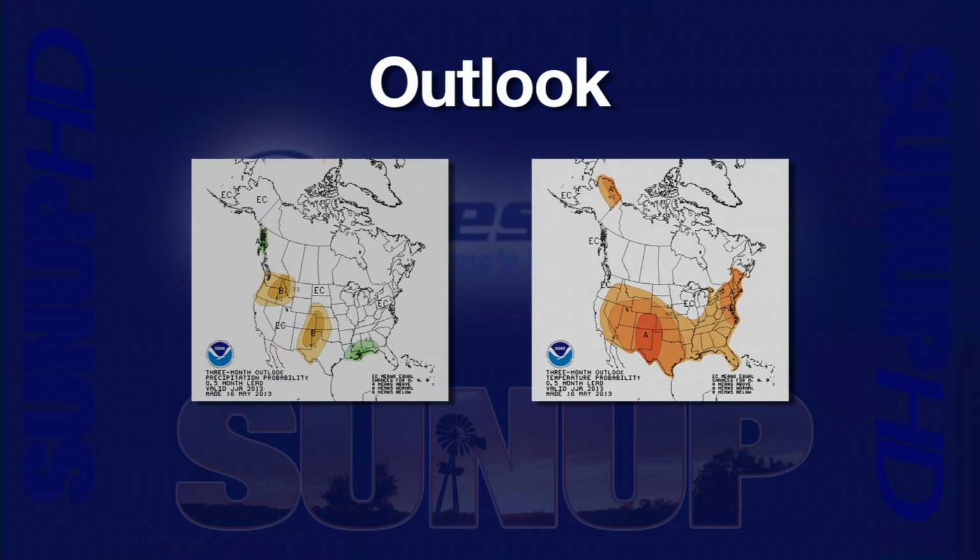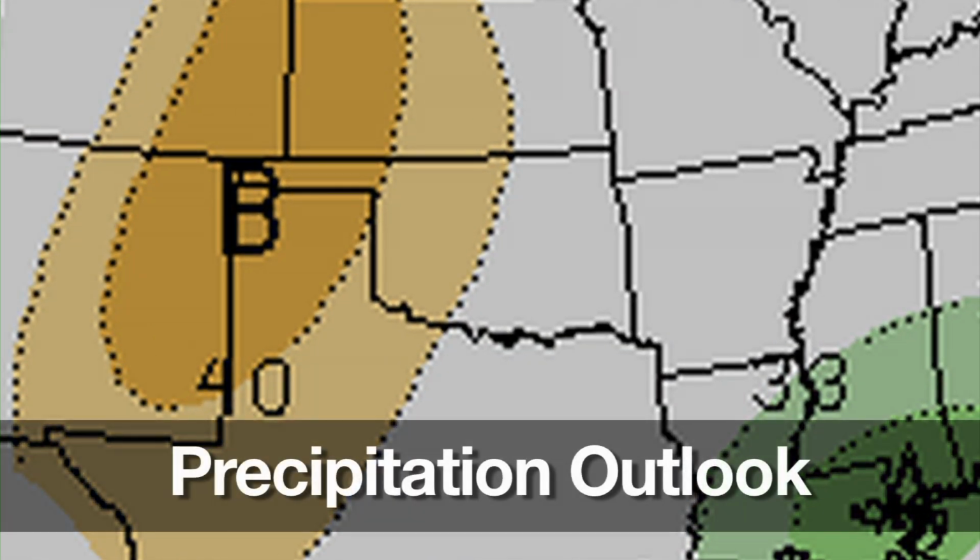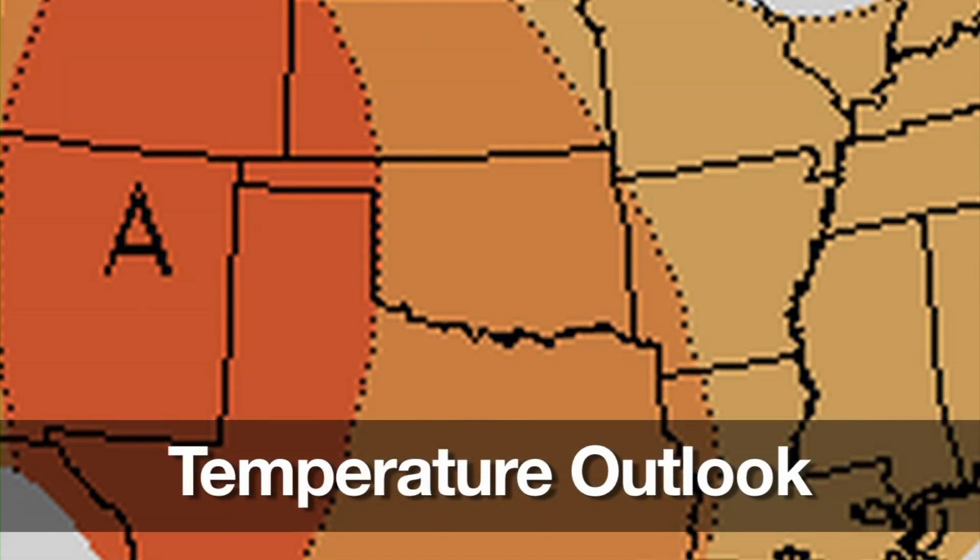Now let's take a look forward into the summer months, and this is for the June through August period. These are the outlooks from the National Weather Service's Climate Prediction Center. And what we see here are probabilities. And for the precipitation probability map, we see increased odds of below normal precipitation for much of western Oklahoma, especially the Panhandle once again, which would be terrible news for those folks. And as for temperature, we see increased odds of above normal temperatures.